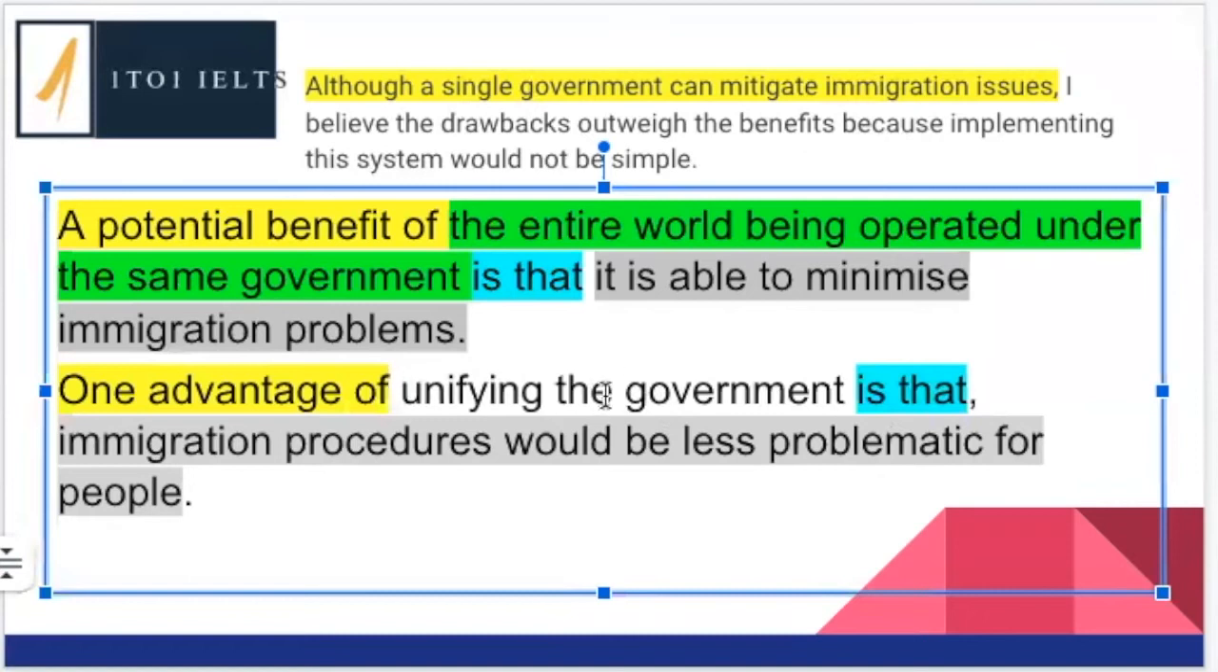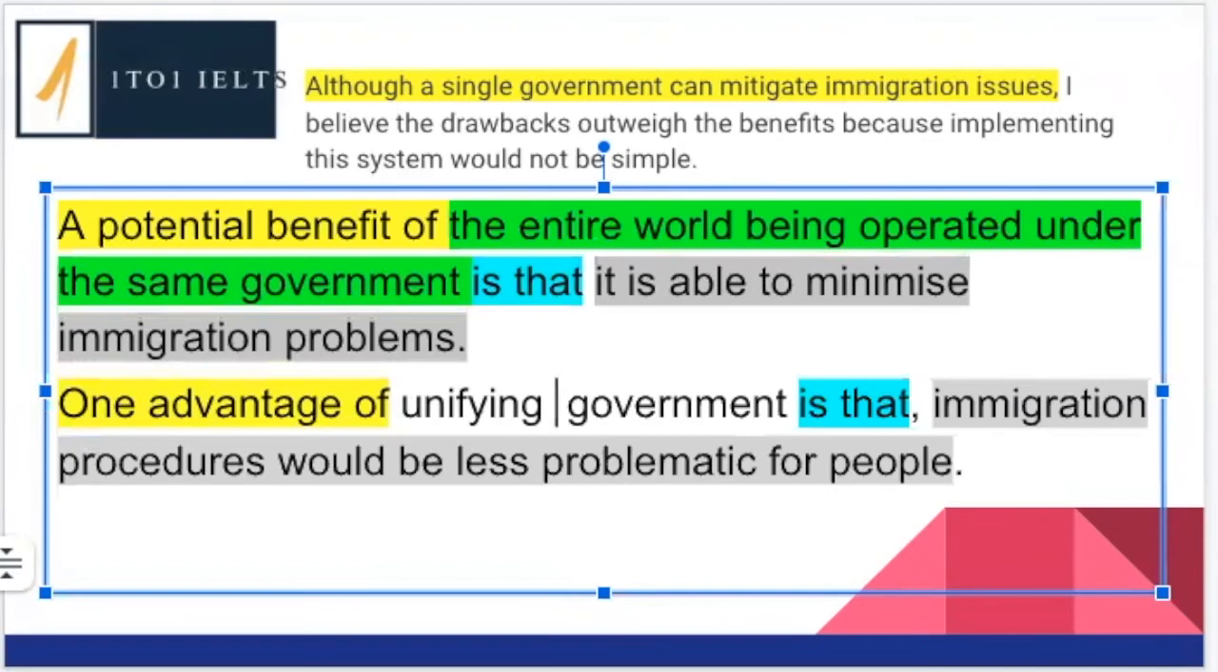unifying the government. So this is a little bit confusing. Unifying, what are we unifying? Because you can't unify one government. So if you unify, it means to bring things together. So if you say unifying the government, well, the government is already a singular thing. So we can't unify the government. So what would we be unifying? We need multiple things to unify. So what are we trying to make one?